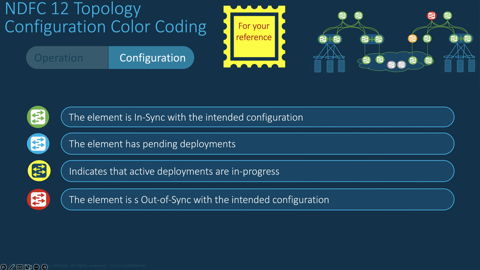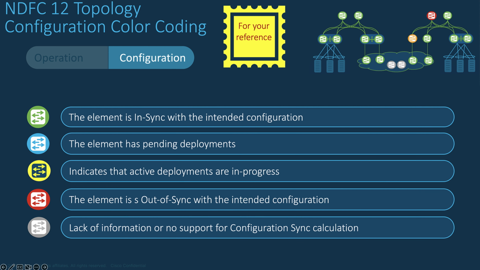If it is red, that means that the running configuration of the device is different from the one expected by NDFC. Then the device is known as out of sync. You will need to deploy the configuration to bring the device to green color. And if it is gray, it means that the device does not support config sync recalculations, maybe because the credentials are wrong or maybe because it is not a manageable device.